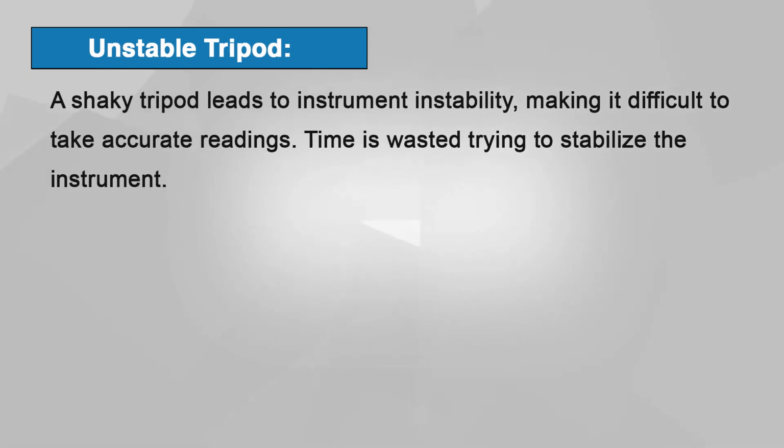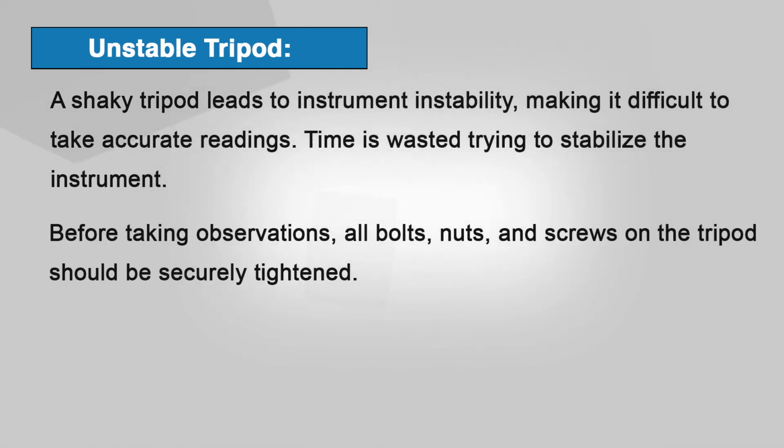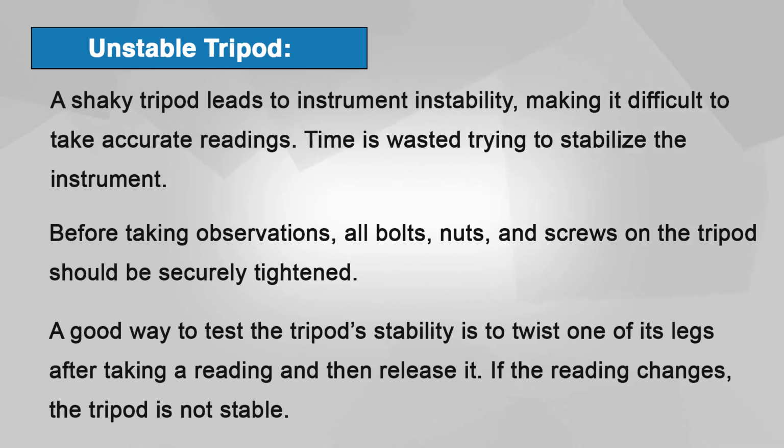Next is the unstable tripod. A shaky tripod leads to instrument instability, making it difficult to take accurate readings. Time is wasted trying to stabilize the instrument. Before taking the observation, all bolts, nuts and screws on the tripod should be securely tightened. A good way to test the tripod stability is to twist one of its legs after taking a reading and then release it. If the reading changes, the tripod is not stable.